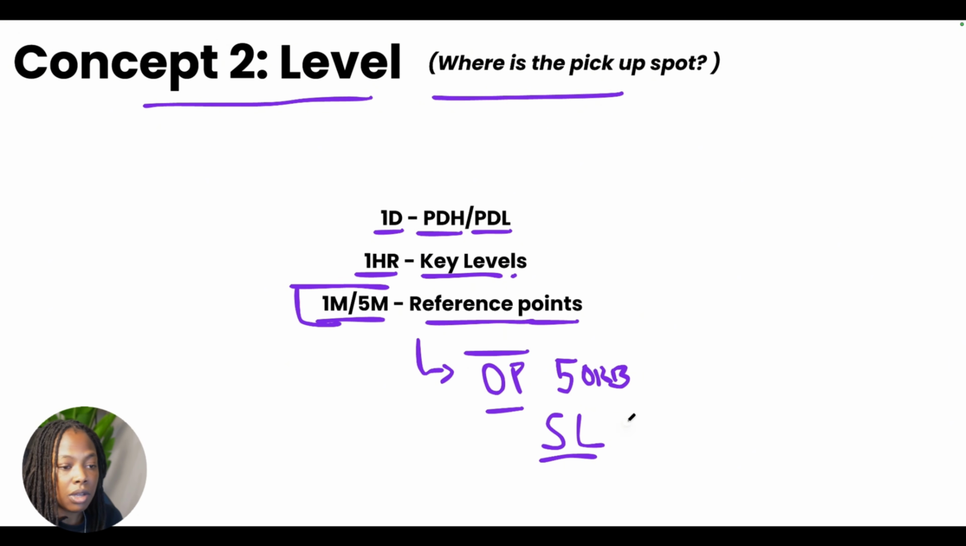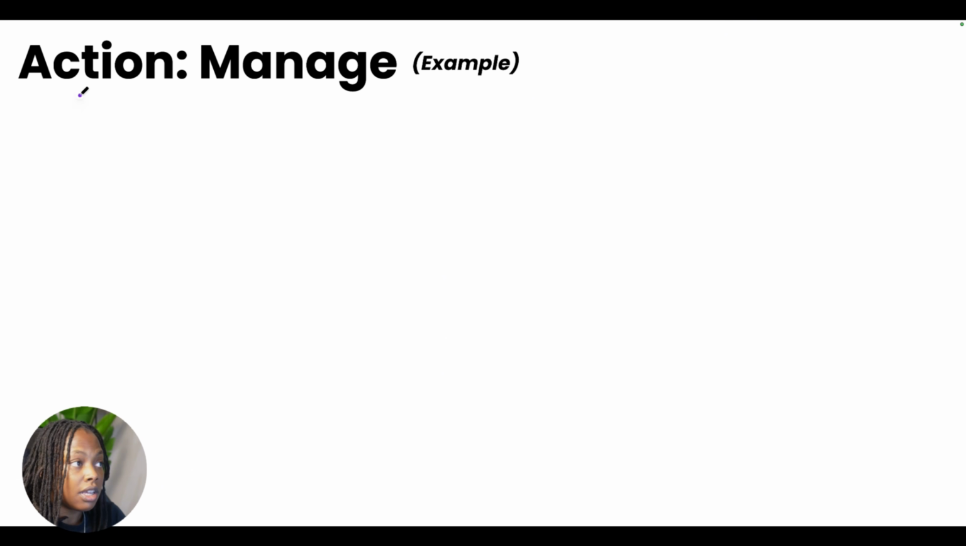Now, this might sound like a lot, but in the example I'm going to go over, when it comes to action and manage, you will see how this is broken down step by step so that it makes sense for you and you can execute your trades. So make sure you watch the example, and if you want to see me execute this trade live, check the link in the description and watch that video once you're done with this video.